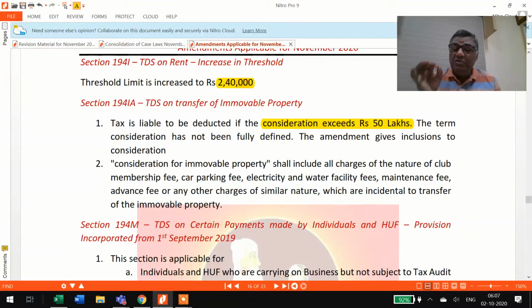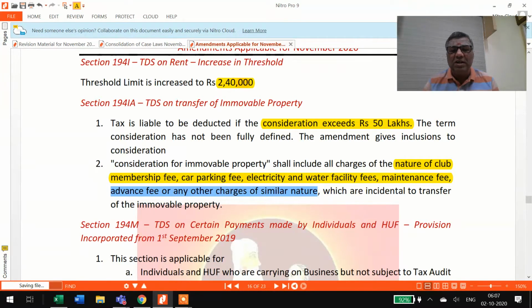The amendment gives inclusions of consideration. Consideration shall include all charges in the nature of club membership fees, car parking fees, electricity, water facility fees, maintenance fees, advance fees, or any charges of similar nature. Because people are saying if I book an apartment, it is 90 lakhs, they make it 49 lakhs, remaining 51 lakhs, they collect it under various names so that they are trying to avoid the TDS.